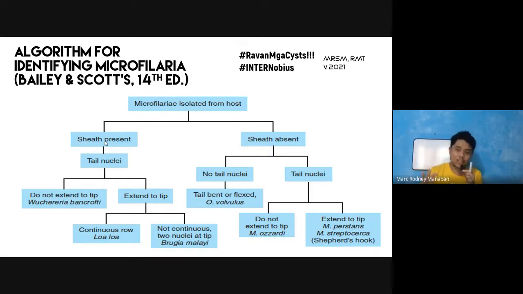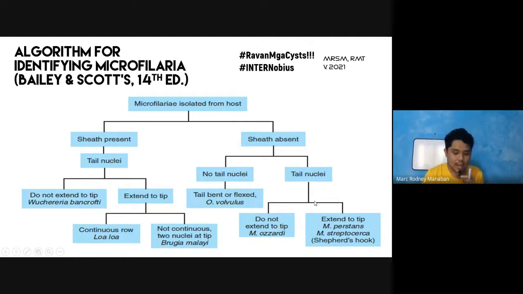So we then look at the tail nuclei. If present ang tail nuclei, if mo extend siya sa tip, pwedeng Loa-Loa kung continuous, or kung duhara kabuok, Brugia malayi. And if wala siya tail nuclei, or dili siya mo extend sa tip, then that's Wuchereria bancrofti. So that's for the sheathed. Now for unsheathed, if walay tail nuclei, of course, that's O volvulus or Onchocerca volvulus.